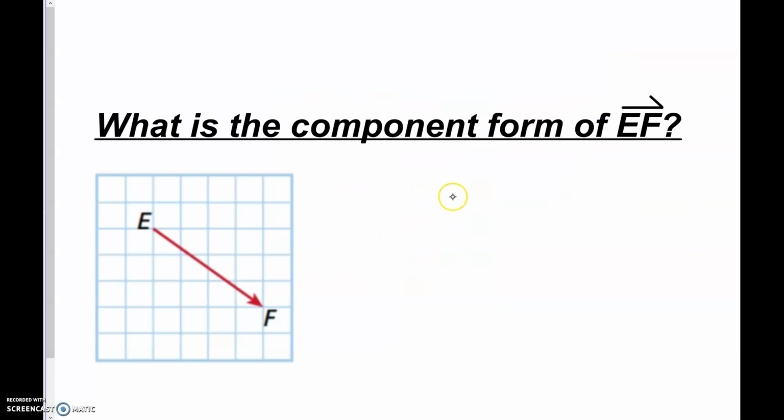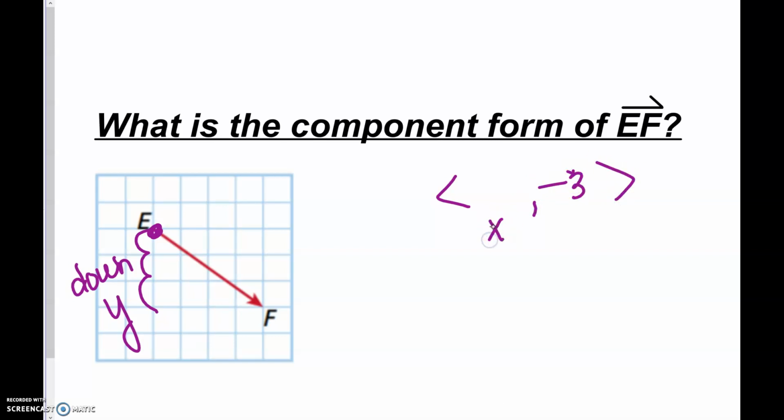All right, what is the component form of EF? Make sure you start at E. A lot of times kids go 1, 2, 3, but that is down, which is your Y value, and that's the number that needs to go second. So make sure you put down 3 as your second number. Remember, we have to do the X value first. So we go 1, 2, 3, 4. The component form of this vector would be ⟨4, -3⟩.